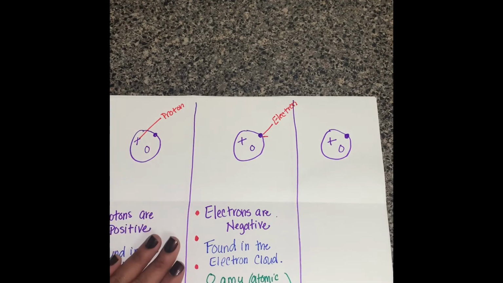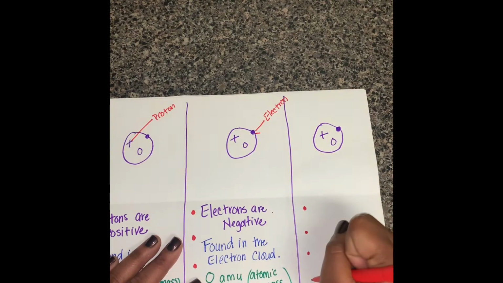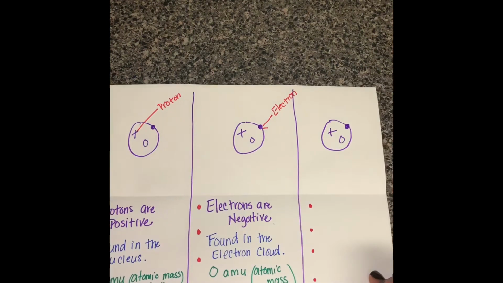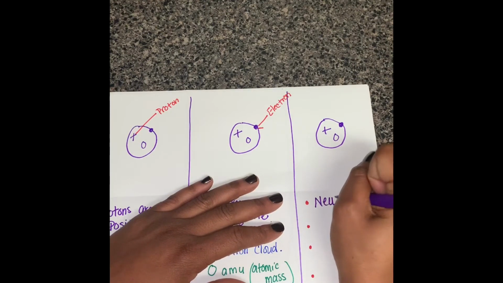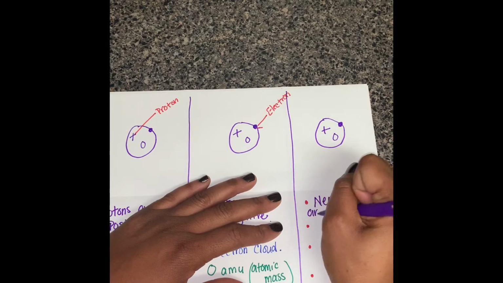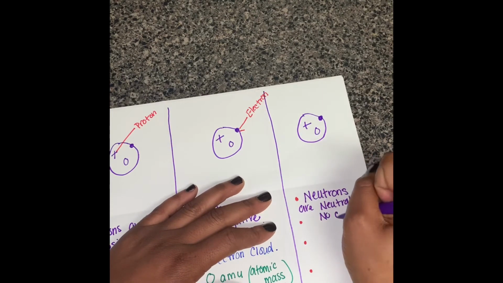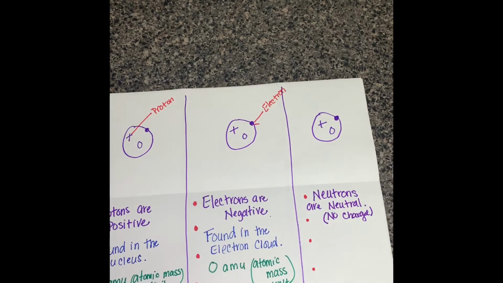Our last subatomic particle is called a neutron. And there are 4 key points about a neutron as well. We can remember from the front of our paper that these are going to have to be calculated by subtraction. But before we get to that, let's get to our key points of information. Neutrons are neutral. That means they have no charge. Whereas our protons are positive, our electrons are negative. These guys have no charge. They just add to the mass. They don't have any charge.